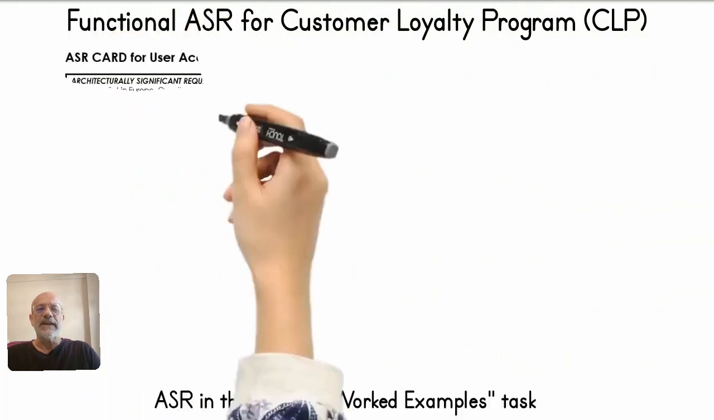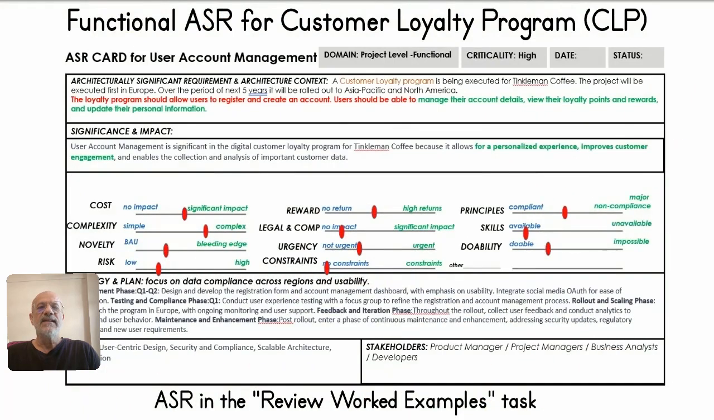Connecting it to an agile perspective, we could say the CLP is the epic, register and create an account as a story, manage the account details, view and redeem loyalty points and rewards, and update personal information are the requirements. This is architecturally significant at the story level because it is the first point of engagement with the customer and will determine their adoption of the program. This in turn has a direct impact on CSAT and revenue, both key goals of the CLP program.